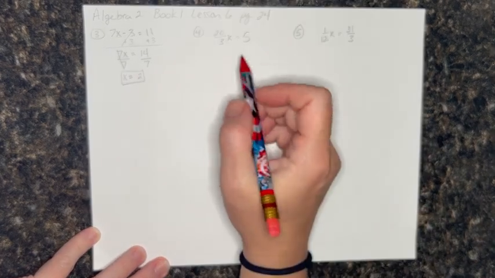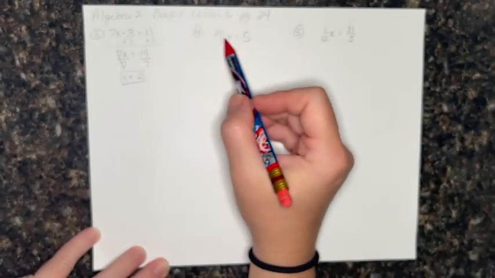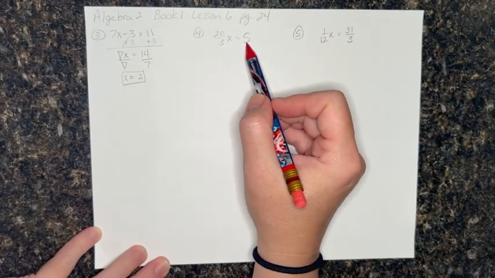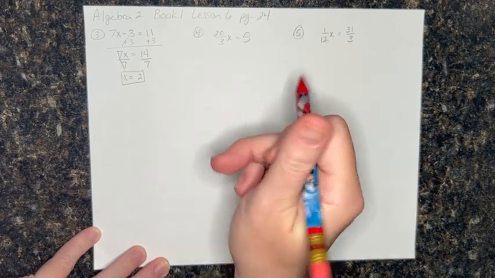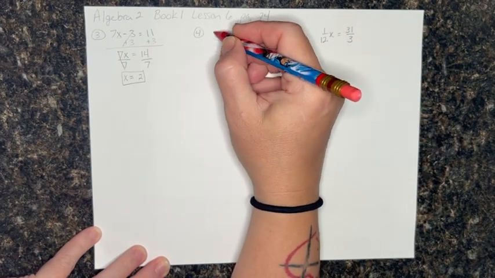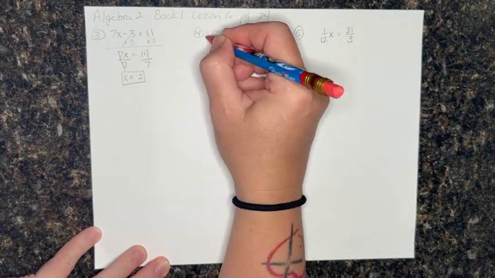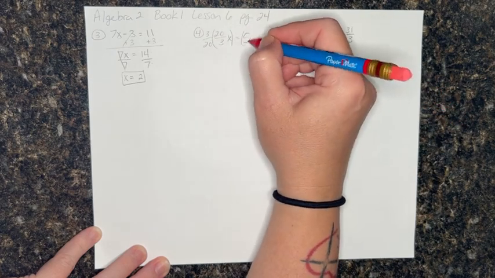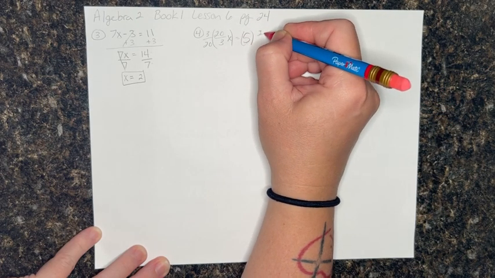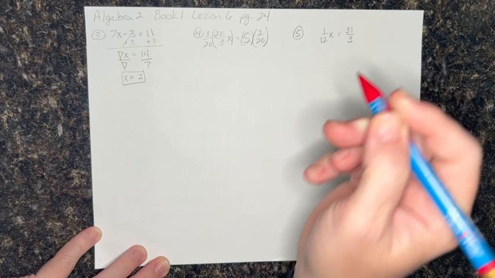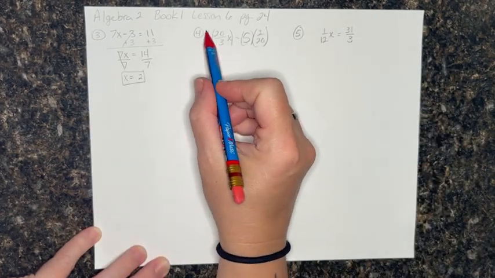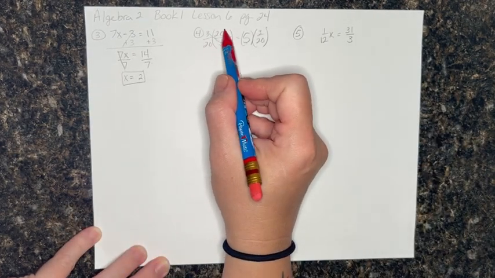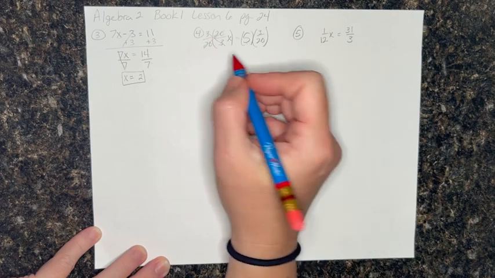Okay? Number 4. Here we have 20 over 3x equals 5. Fraction, we want to multiply by the reciprocal. So we're taking 3 over 20 on this side, and we're multiplying by 3 over 20 on this side. 3 over 3 is 1, canceled. 20 over 20 is 1, canceled.